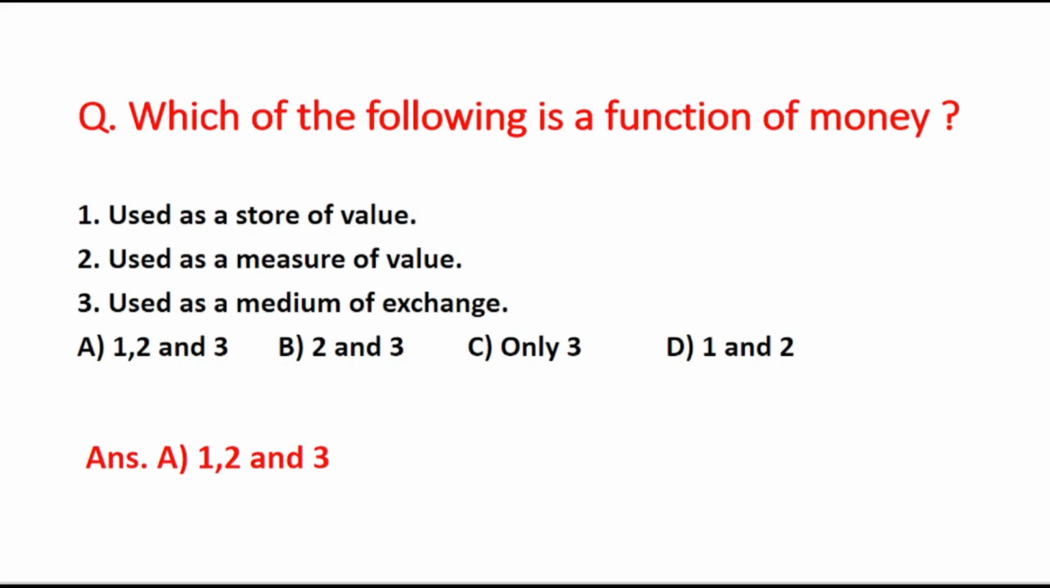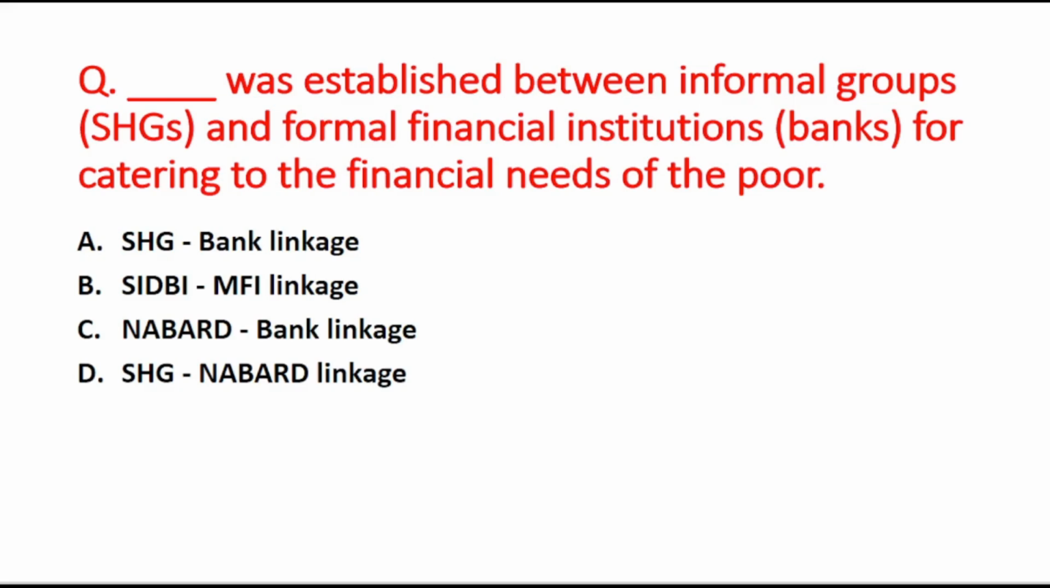Next question is, blank was established between informal groups and formal financial institutions like banks, and for informal groups the example is given, like SHG, that is self-help groups, for catering to the financial needs of the poor. A option is SHG bank linkage, B option is SIDBI MFI, that is microfinance institutional linkage, C option is NABARD bank linkage, and D option is SHG NABARD linkage. Right answer is the option A, that is SHG self-help group bank linkage.